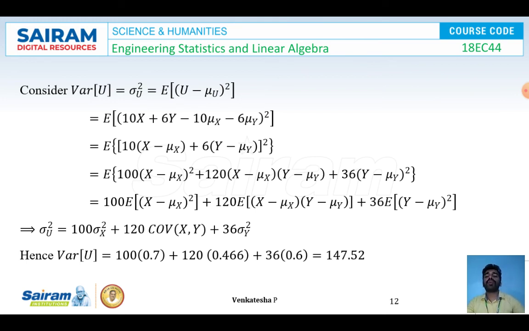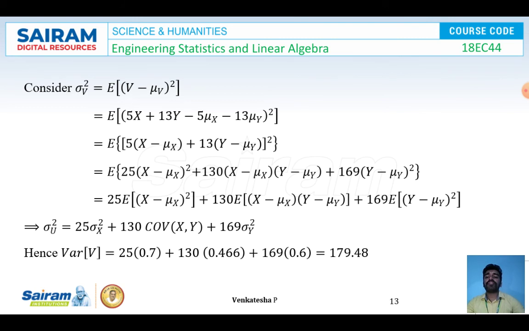So now we will find the variance of v. It is given by sigma v square is equal to expectation of (v minus mu v) whole square. V is given by 5x plus 13y and mu v is given by 5 mu x plus 13 mu y. So I got the expression expectation of (5x plus 13y minus 5 mu x minus 13 mu y) whole square. Taking 5 common from these two and 13 common from these two values, I got expectation of (5 into (x minus mu x) plus 13 into (y minus mu y)) whole square.